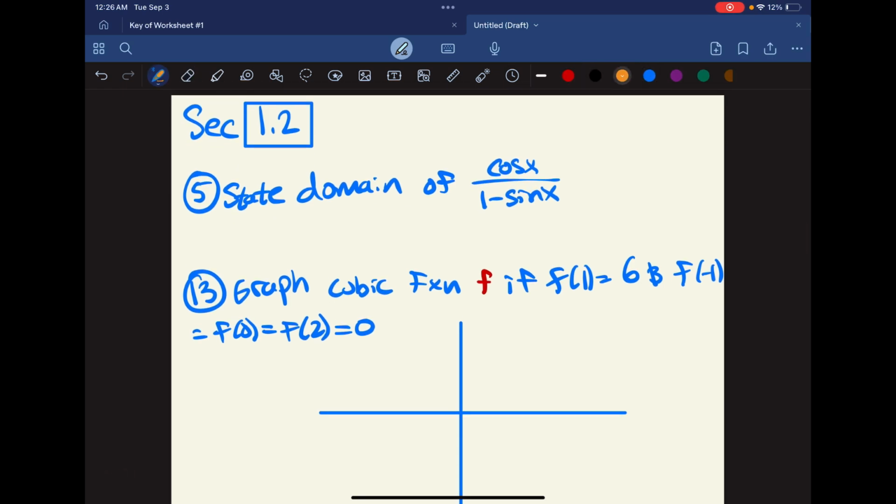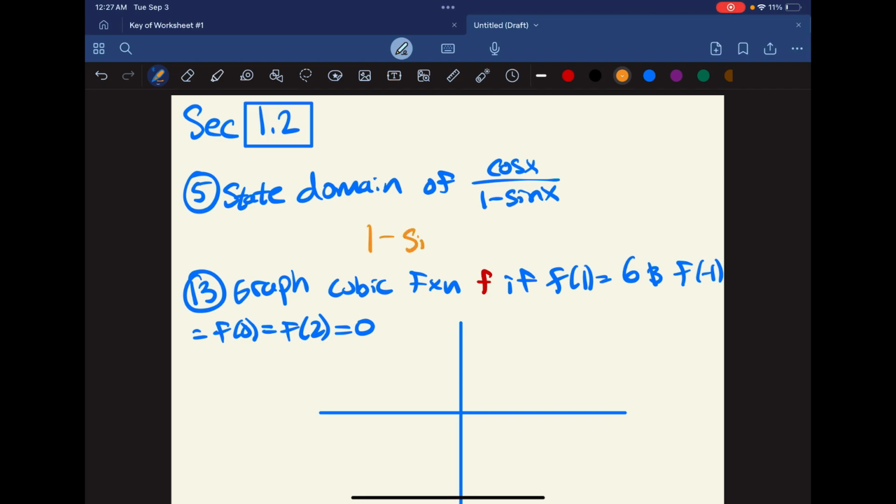Okay, now moving on to section 1.2. So the first thing we want to do is state the domain of cosine of x divided by 1 minus sine of x. This is a really good problem for practice just because it combines your unit circle and your knowledge of domains and ranges and stuff. So let's just start by setting the denominator equal to 0, because if there's one thing that makes a function undefined, it's definitely a denominator of 0.